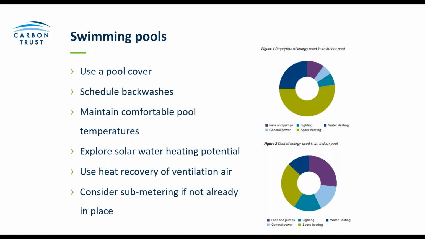Might be worth looking at things like whether solar water heating can be used for swimming pools, or whether heat can be recovered from the ventilation air. And also it's usually worth submetering the consumption of swimming pools as well, just to gauge exactly how much of the total site consumption they are actually responsible for. Again, we do have a specific Carbon Trust guide for swimming pools, so if you have a swimming pool on site, then I would suggest having a look at that via the website.